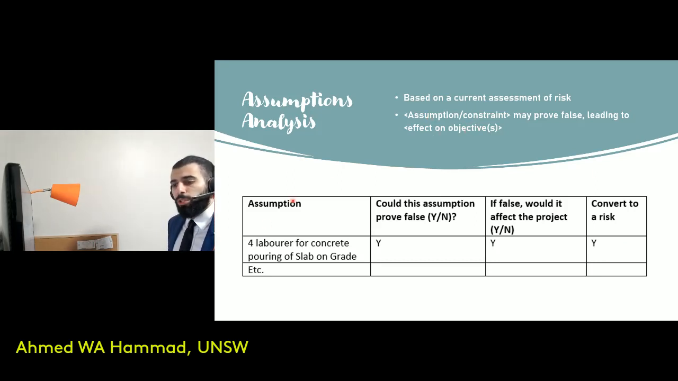So you'd have the assumption, which is the 4 laborers showing up on a construction site for pouring the slab on grade. It may prove false, leading to an impact, let's say, on one of the objectives of the project. So if I had budget as an objective, it might impact my budget, or it might impact my time. If I had time as an objective in my project, if I wanted to complete my project in a short period of time, the fact that these resources weren't available is going to have an effect on this particular objective.